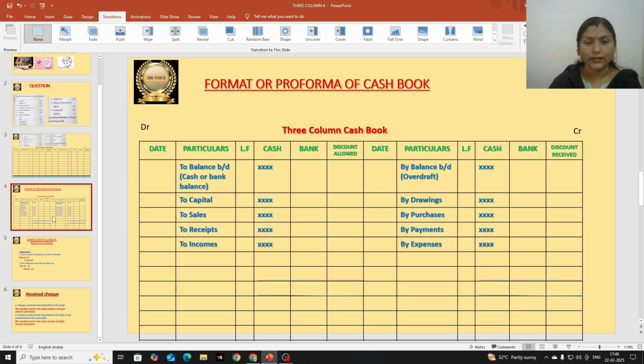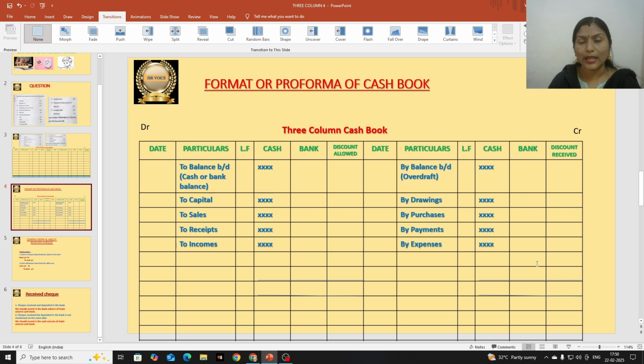Let me show the format once. This is the pro forma of 3-column cash book. These are the columns that we are going to draw whenever we prepare 3-column cash book. And on the debit side, what items are we going to write? I have shown here on the debit side, to balance brought down. To balance brought down will be recorded whenever we have an opening balance of cash in hand as well as cash at bank in the question. Whenever we have that, we will record on the debit side by writing to balance brought down. Cash amount we record in the cash column, bank balance we record in the bank column.